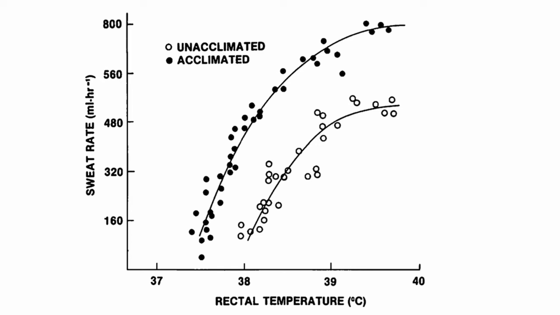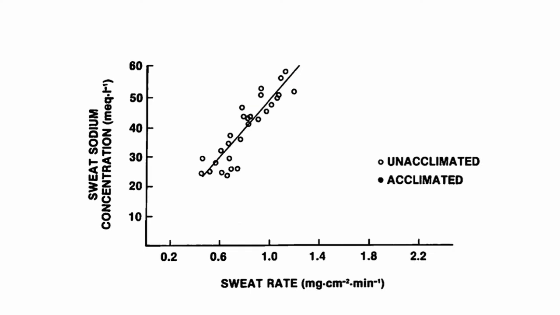And the second one, of course, is that you can see that at a certain temperature, let's say, for example, 38.5 degrees Celsius, you're at approximately 320 milliliters per hour, while after acclimation, the same temperature will lead to almost double the sweat rate. So this is one of the major adaptations.